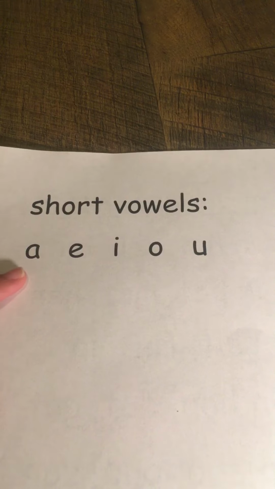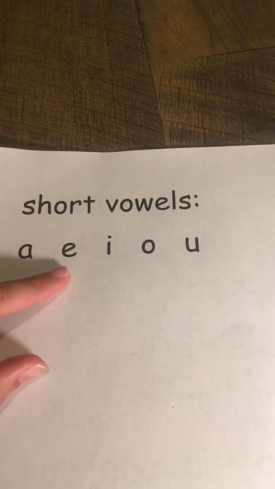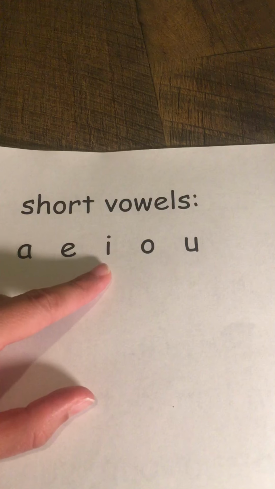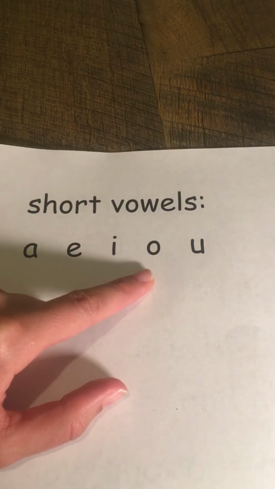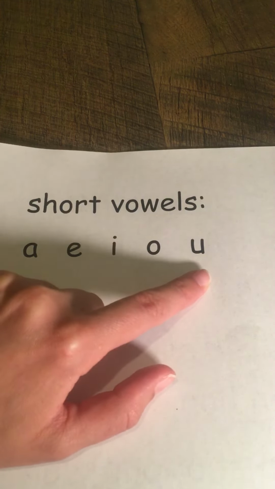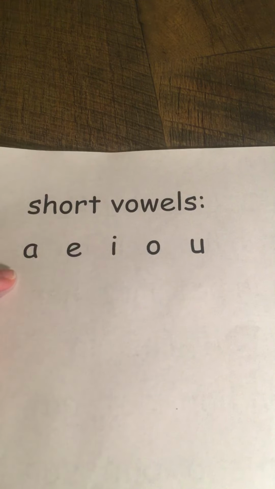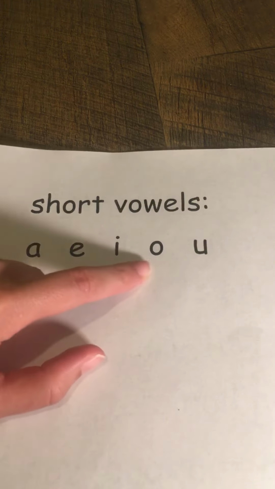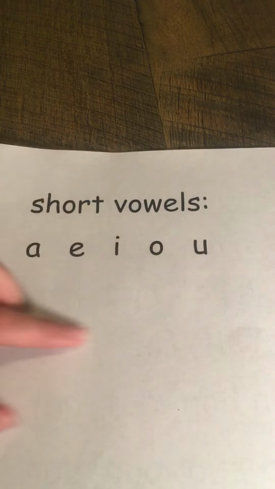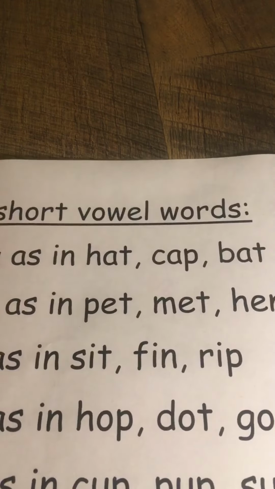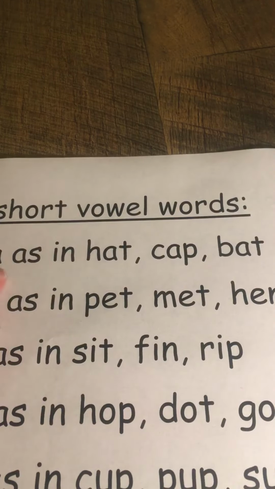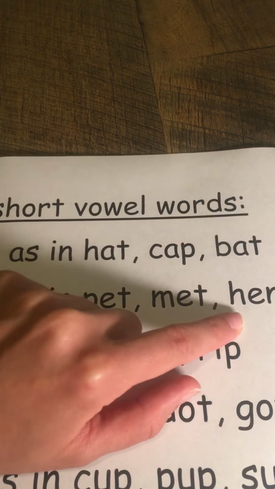A as in apple, E as in elephant, I as in igloo, O as in octopus, U as in umbrella. Some people find it easier to visualize a chair and think of at the chair, edge of the chair, in the chair, on the chair, under the chair. Some short vowel words include A as in hat, cap, bat, E as in pet, met, hen.